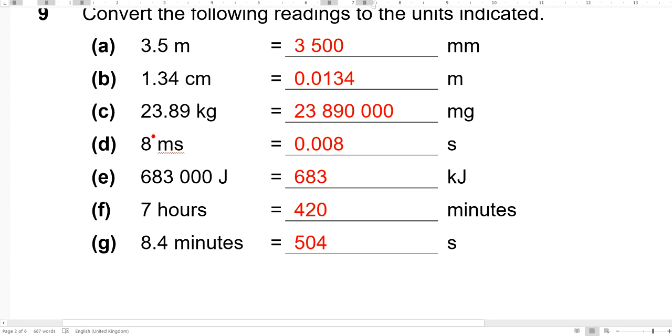How do we read this? 8 milliseconds. How much is a milli? Milli is big or small? It's small, right? How small is it? It's 1 divided by? No. Not 10. Milli, come on. Divided by 1,000. You are supposed to have memorized this.